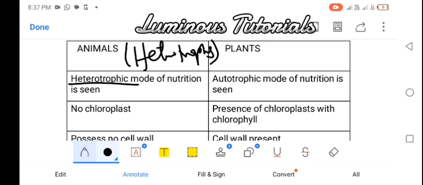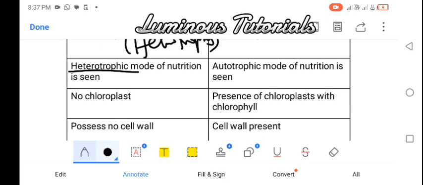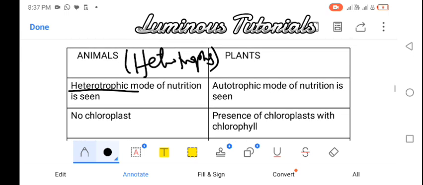On the other hand, plants can manufacture their own food by themselves. So you call them autotrophs.